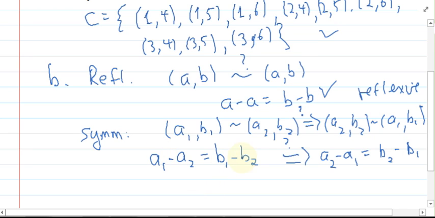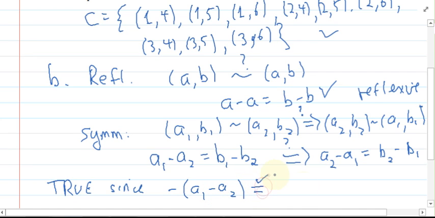So the question is, does this imply this? And the answer is, this is true. Why? Since you're just taking the negative of both sides. A2 minus A1 is the negative of A1 minus A2, and B2 minus B1 is the negative of B1 minus B2. Okay, since A1 minus A2 is equal to B1 minus B2, and that is true, this establishes that A2 minus A1 is equal to B2 minus B1. So that's okay. So it is symmetric.